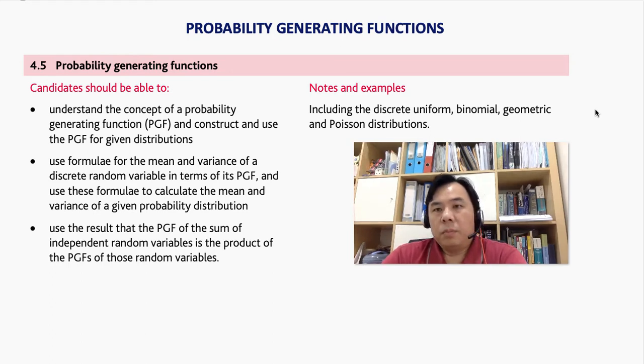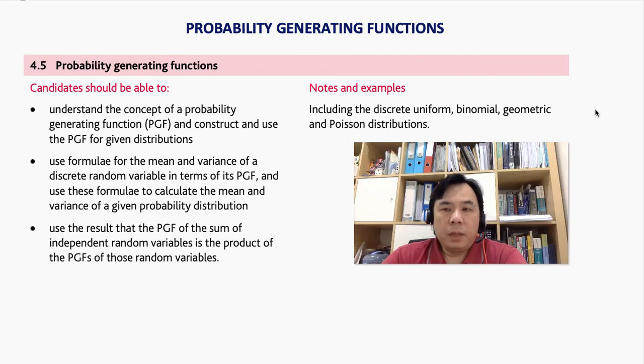Right now, that's number one. And number two, the students should be able to use the formula for mean and variance of a discrete random variable from the perspective of probability generating function. And hence students will be able to use this formula to calculate the mean and variance of the given probability distributions. Those probability distributions that we are going to focus on would be the uniform probability distribution, a binomial, a geometric, and lastly we're going to look at Poisson distributions.